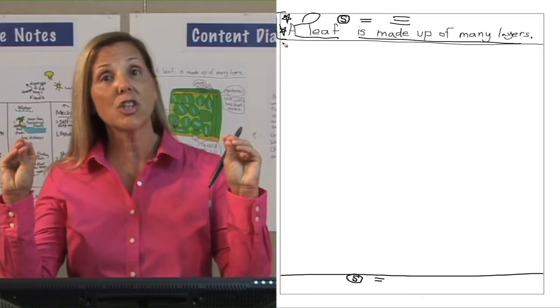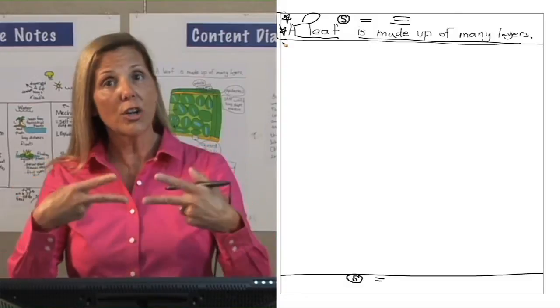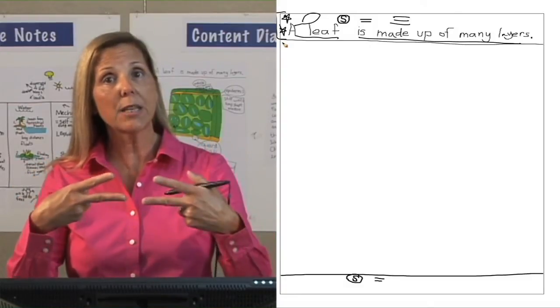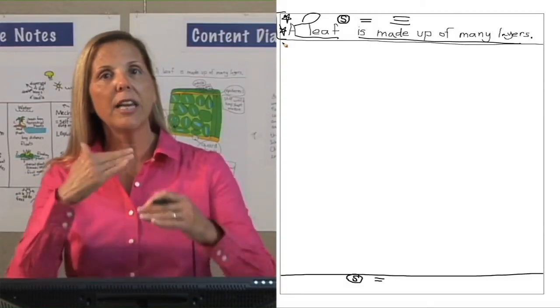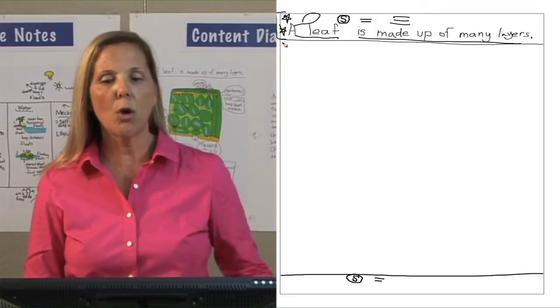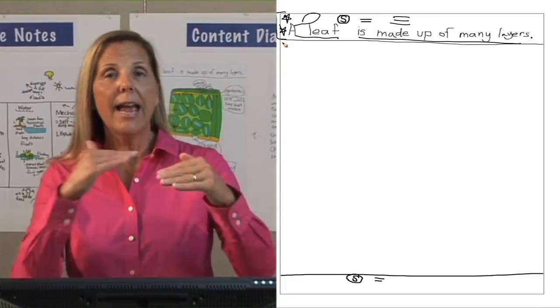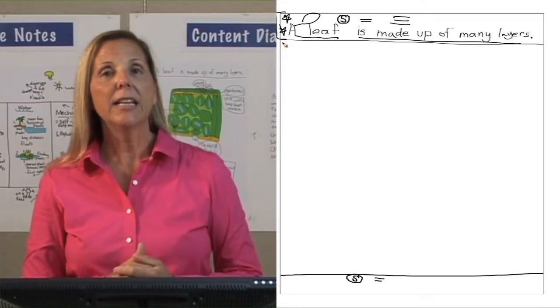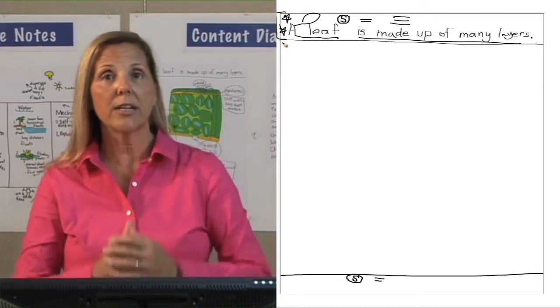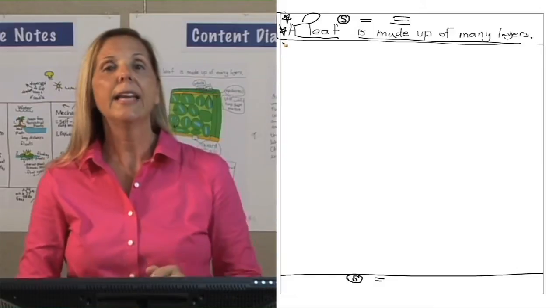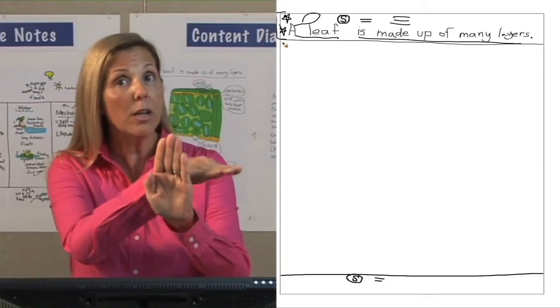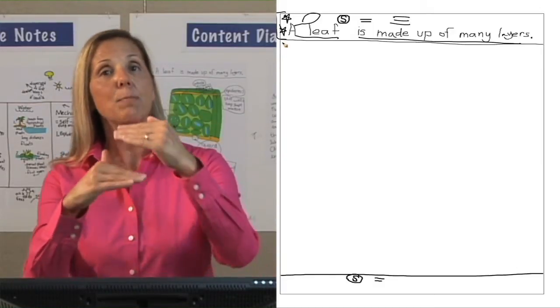We have the introduction and we're defining our subject. Who or what is this about? A leaf, and what about a leaf? It has many layers. So let's go back and let's read our paper. A leaf has many layers. A leaf is made up of many layers. Maybe we could say a leaf is the part of a plant and it has many layers.